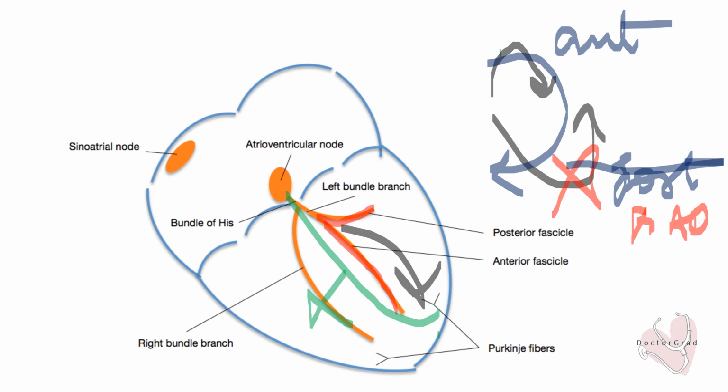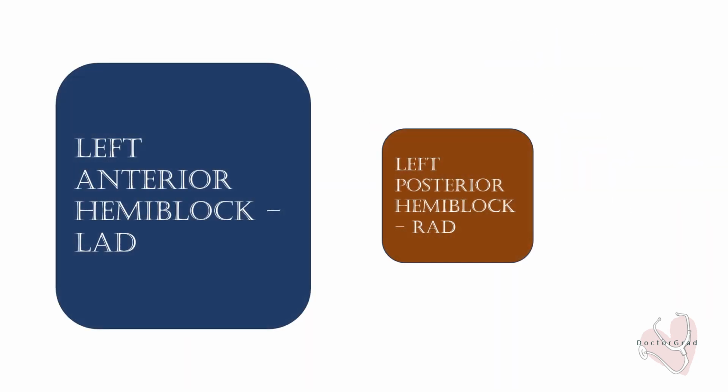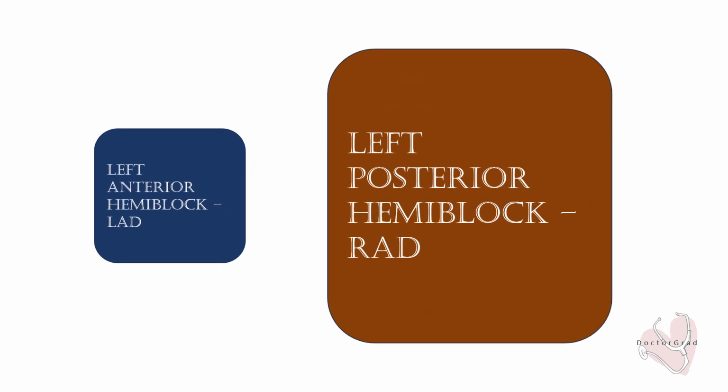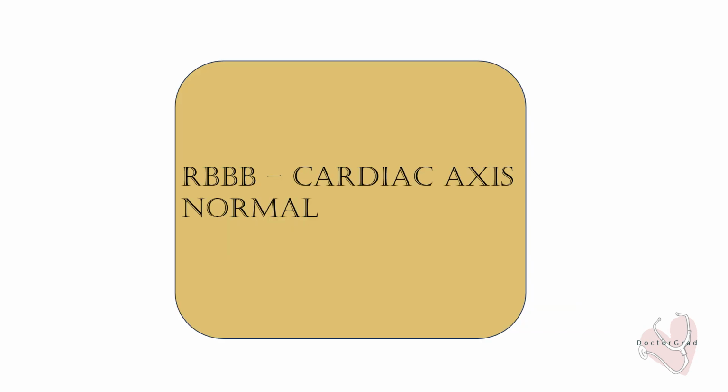So in left anterior hemiblock, we said it's left axis deviation, and in left posterior hemiblock, when the conduction comes through the anterior side, there has to be right axis deviation. In RBBB, the cardiac axis is normal because the left side has greater influence on the cardiac axis.